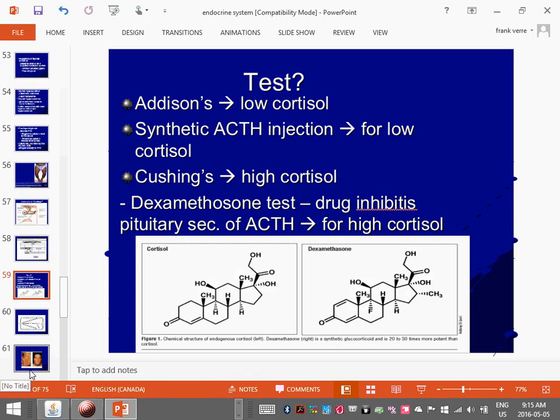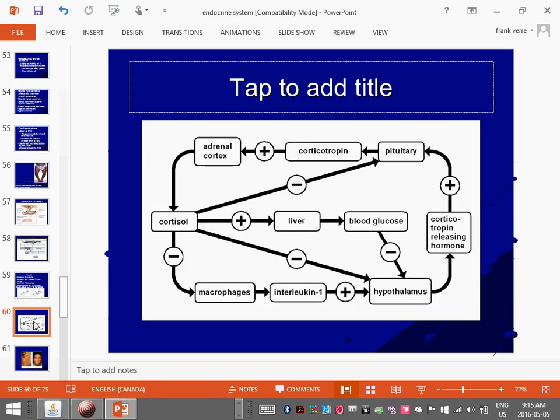Okay. Now, let's talk a little bit about cortisol. I'm going to show you this little flow chart. Looks quite complicated, doesn't it? So here are some of the things that cortisol does. Cortisol, so you can see in this chart, cortisol here has a positive effect on the liver, and that will raise blood glucose levels.